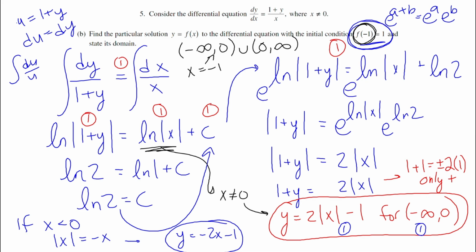And that is the end here of this differential equation FRQ. It was question number 5 from the 2006 AP Calculus AB exam.